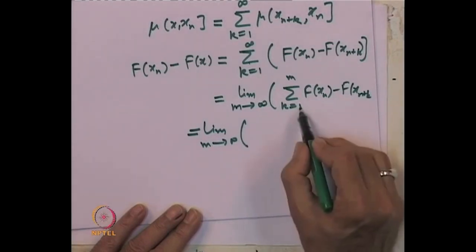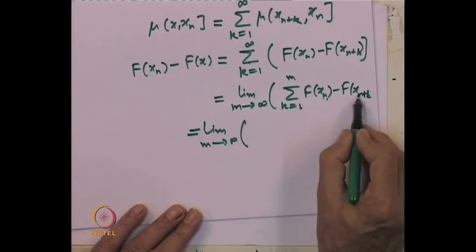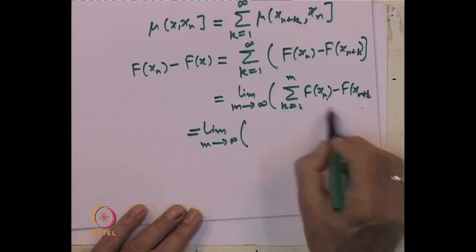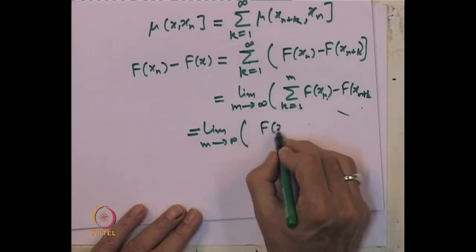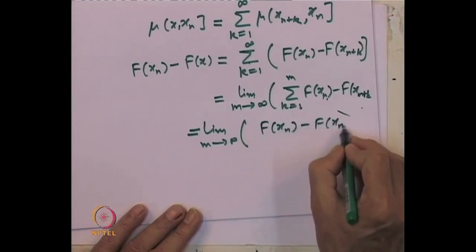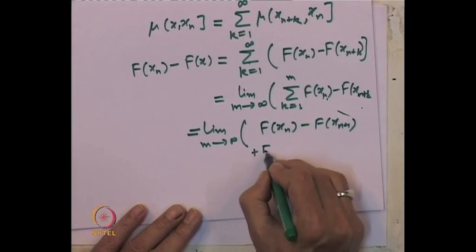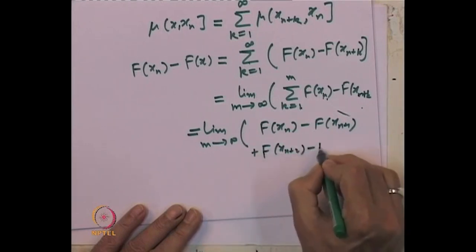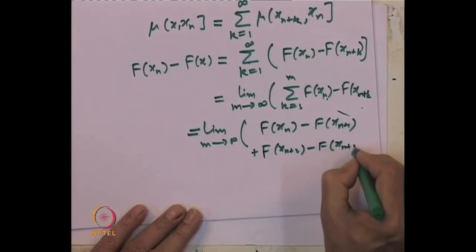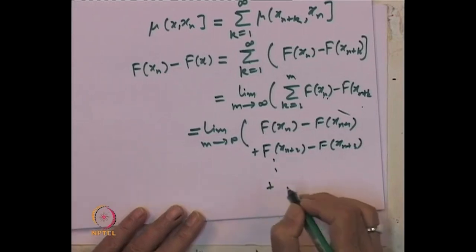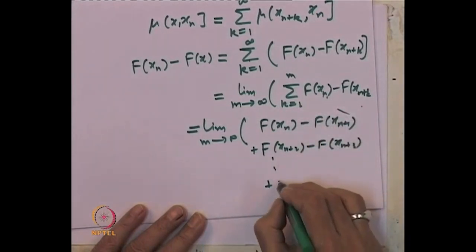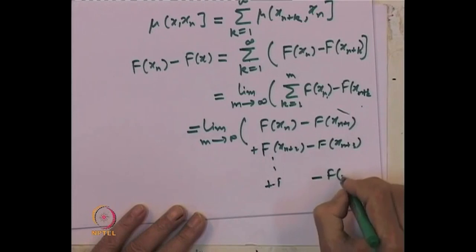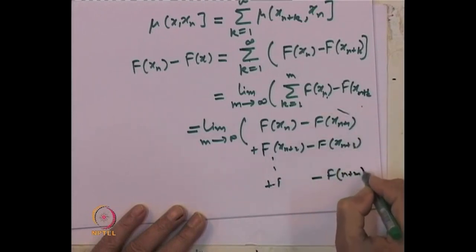So, what does that mean? This is a sum where terms will cancel out. So, let me just write it. This is nothing but f of x_n minus f of x_{n+1}, the next term will be plus f of x_{n+1} minus f of x_{n+2} and so on. So, it will be going up to k equal to m, so minus f of x_{n+m}.